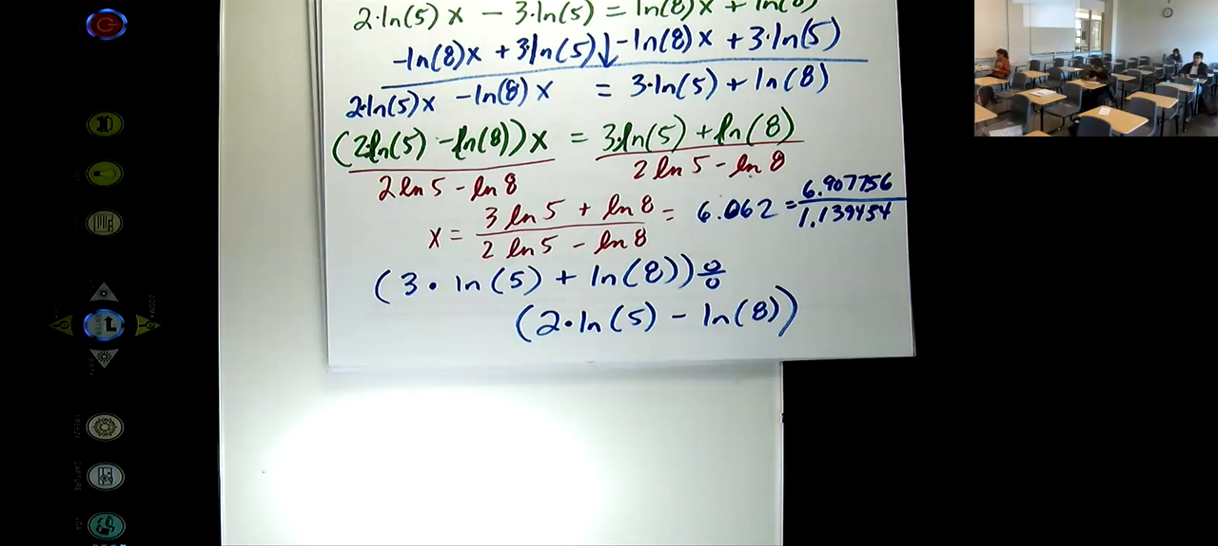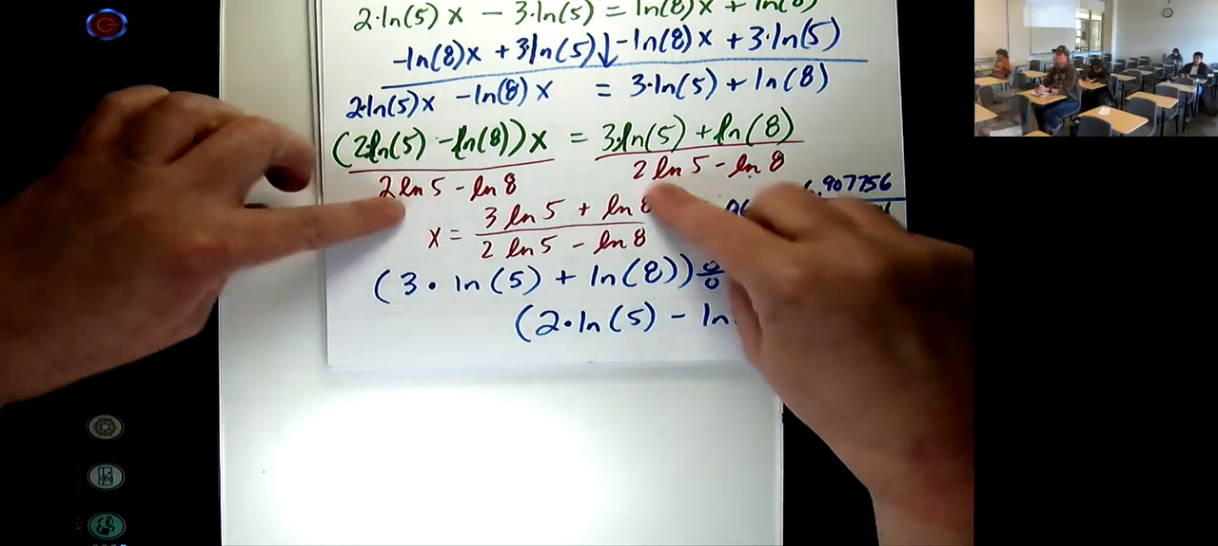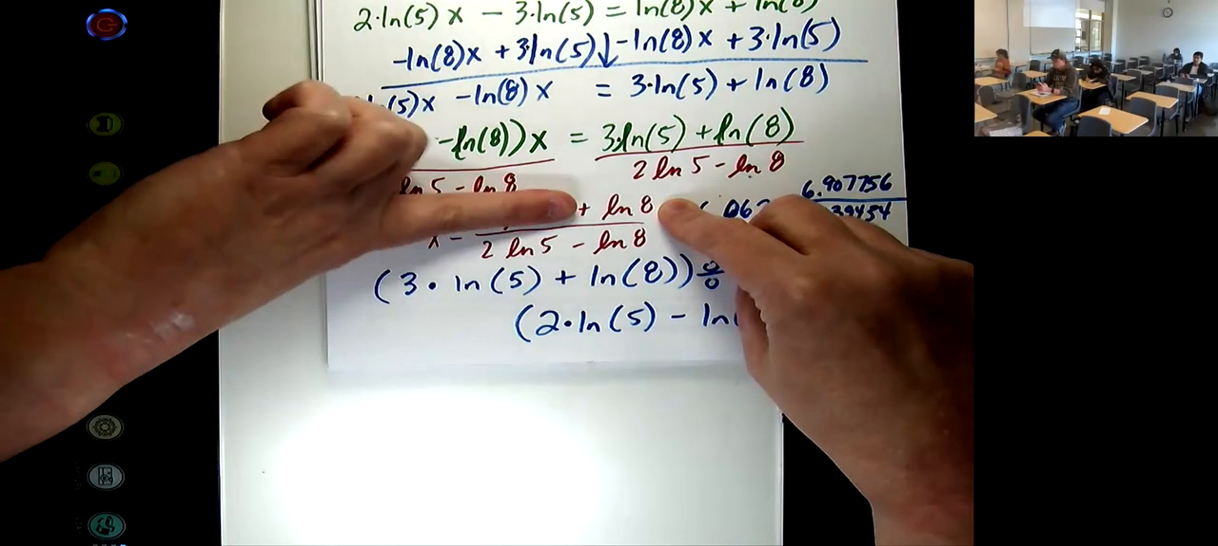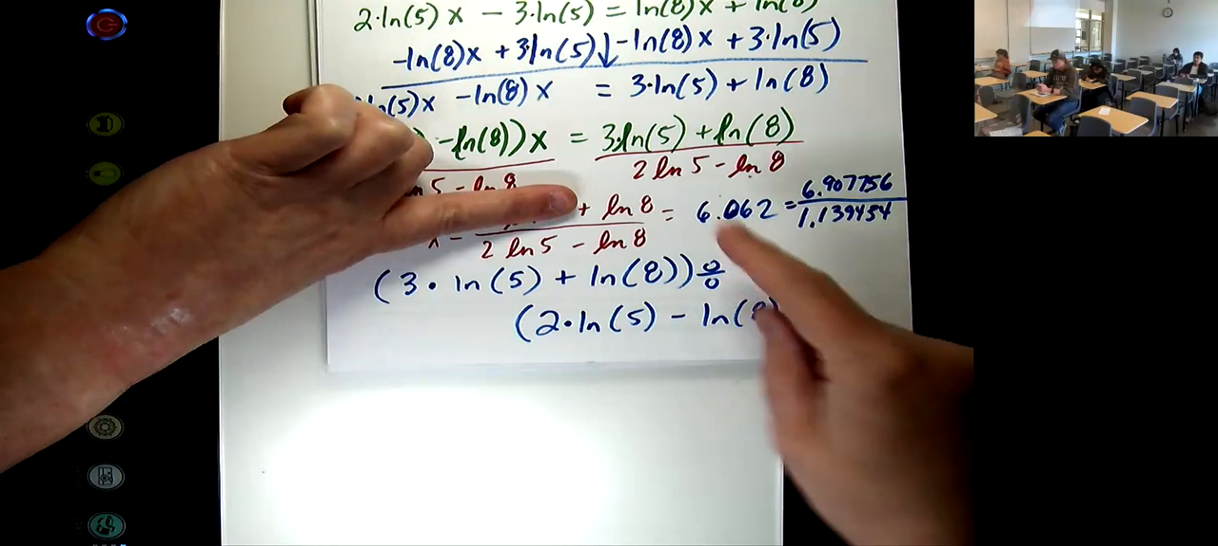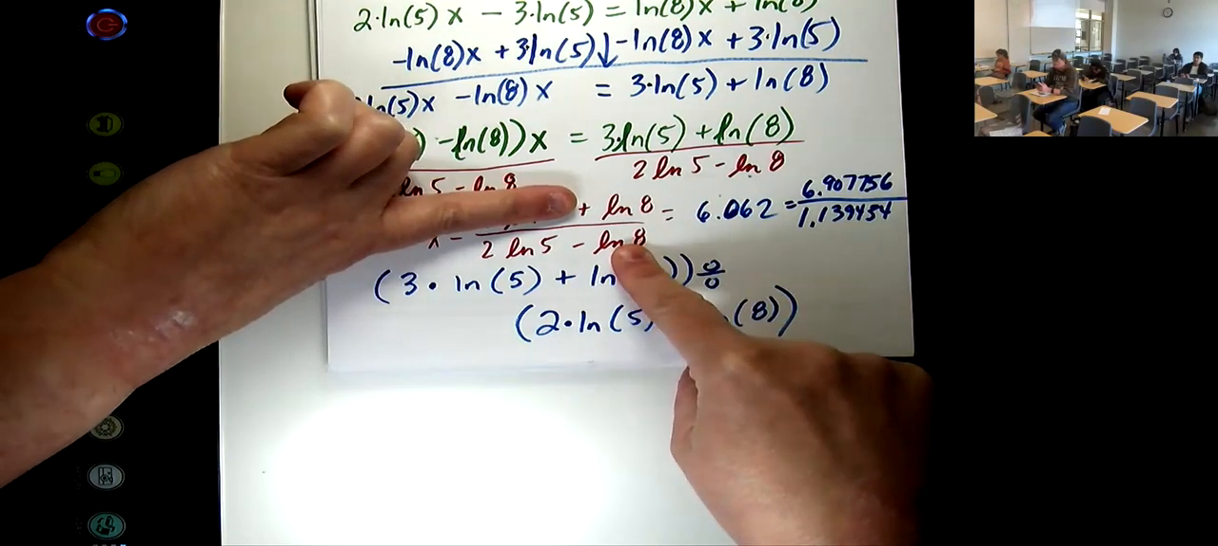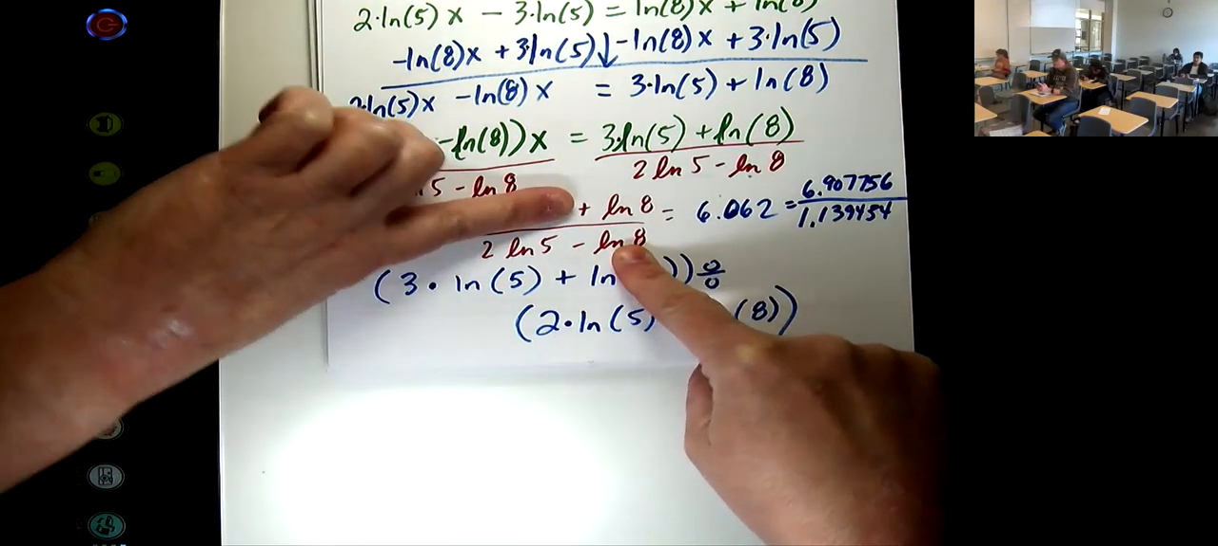Could be like... Okay. And if it's parentheses on the first one? Yes. What it's doing right now is only dividing the natural log of 8 by 8. You have to have the parentheses on the top one too. If you don't put the parentheses on the top, it's doing 3 ln of 5, and then it's doing plus natural log of 8 divided by that. The 3 ln of 5 is not getting divided.